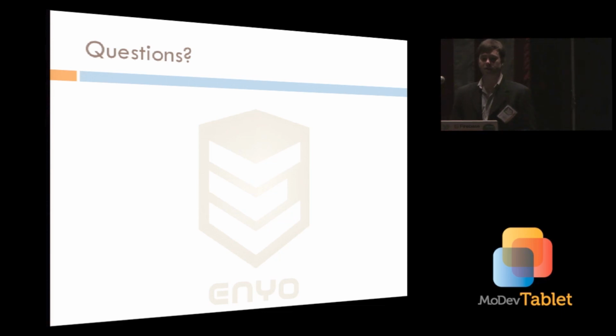So I'm going to open that up to questions, because I'm sure people probably have questions. Plenty of time. So, questions? How does this relate to, for example, existing libraries like Sencha Touch? Sencha Touch is probably the most similar framework out there to what Enyo is.